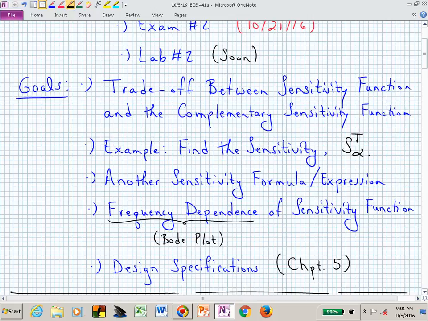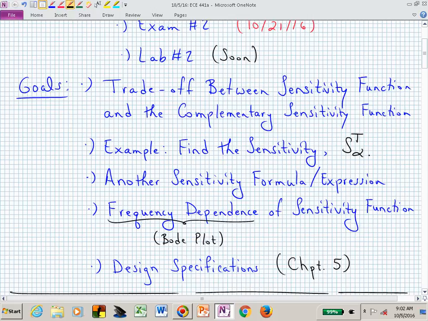We'll then work through a sensitivity example, finding the sensitivity of our overall transfer function with respect to a parameter alpha. And then we'll look at another formula or expression for doing that and use that formula to check the work that we just finished. And then we'll have some more review, Bode plots. We'll have a function of frequency, and we want to know what it looks like as a function of frequency. For that reason, we want to sketch its Bode plot.